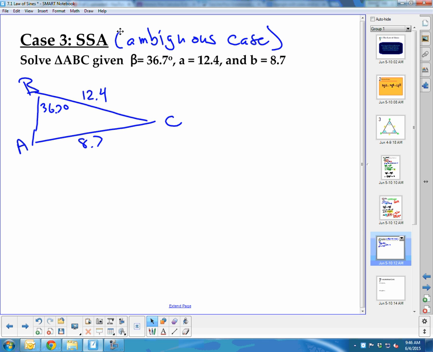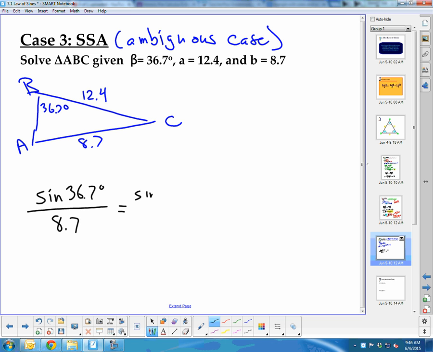So it really does look like the last case where I have one complete ratio with my B and my beta and one incomplete ratio with my side A, but I don't know alpha. So that's where I'm going to start. If I go here, I'll have sine of 36.7 degrees over 8.7, matching up those opposite sides and angles, with sine of alpha over 12.4 being side A.